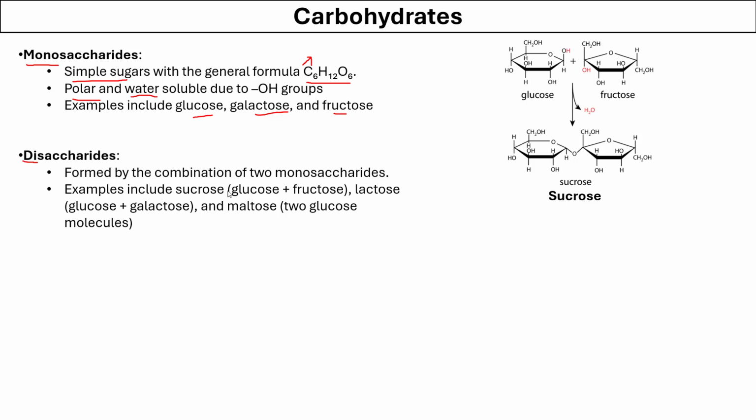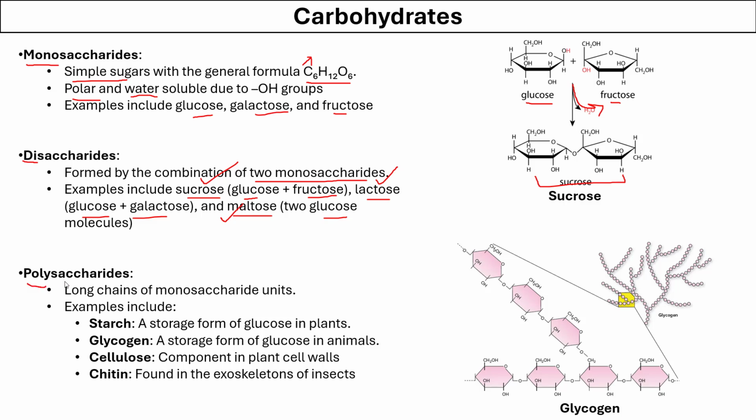Disaccharides are double sugars where you have two monosaccharides coming together forming a bond. For example, glucose and fructose make sucrose. Glucose and galactose make lactose, and two molecules of glucose make maltose. Sucrose is the sugar that you use in your kitchen. Lactose is the sugar of milk, and maltose is generally used in breweries to make beer. And here you can see how glucose and fructose remove one water molecule and fuse together to form sucrose.